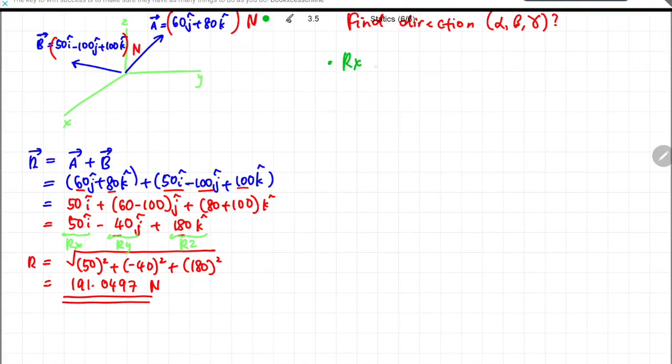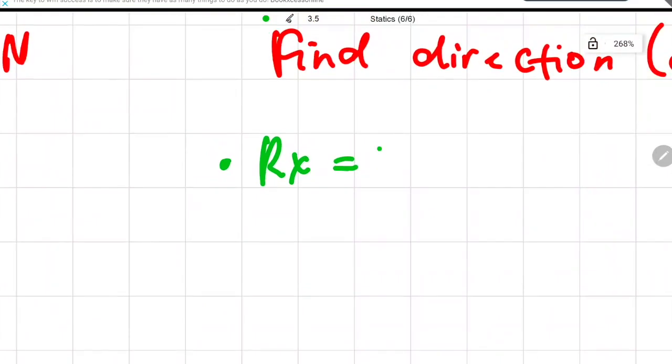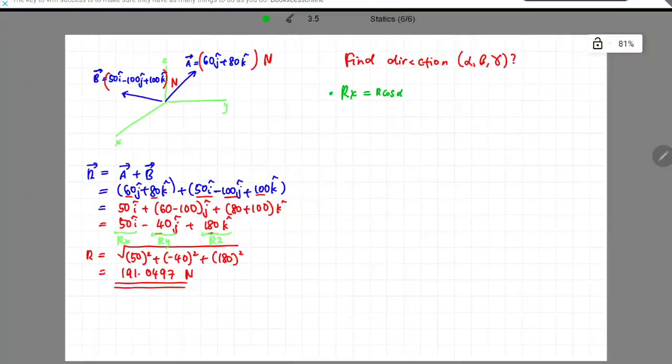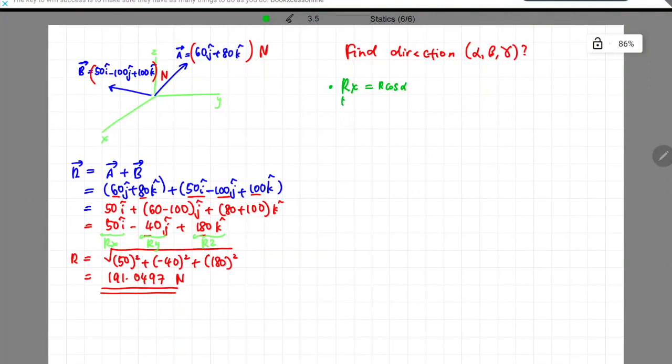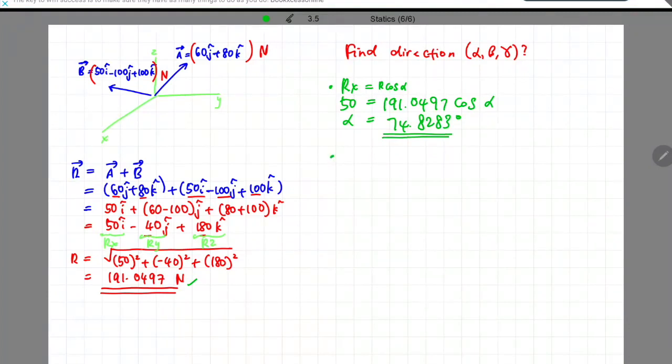Using the trigonometric relationship, we know we can calculate Rx equivalent to R cos alpha. So Rx, we already know, which is 50. The magnitude of R, we calculated earlier, which is 191.0497 cos alpha. So tinggal satu variable sahaja. So you can easily calculate the alpha angle using this relationship. So, using your calculator, you will get the angle alpha to be 74.8283 degrees.